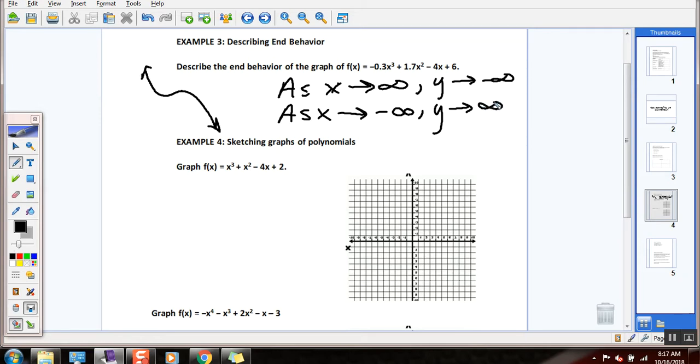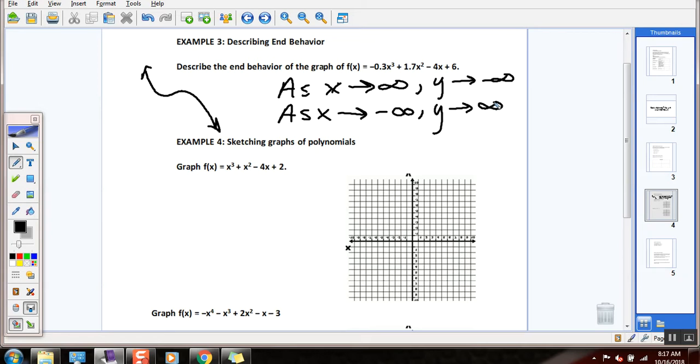So the thing I pointed out yesterday was this. When you're dealing with odd functions, how about the end behavior for your y values? Are they the same or are they different? They're opposite of each other. Yesterday we talked about odd functions will have opposite end behaviors. Even functions will have the same end behavior.